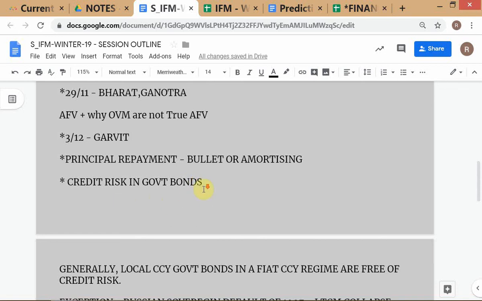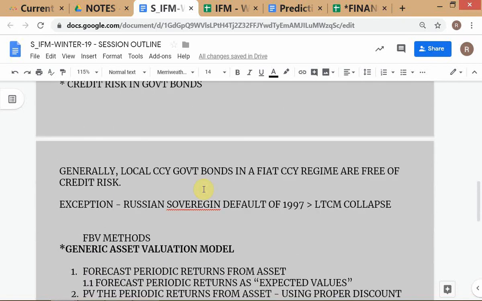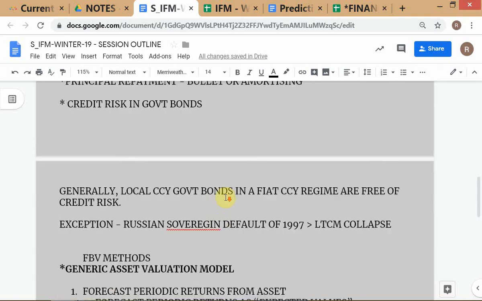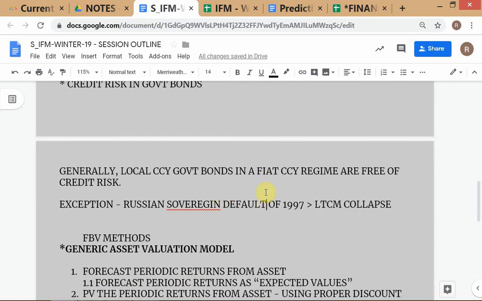Okay. So we are just discussing that we have spent a lot of time on this topic, but these are all important concepts which you need to understand. Fiat currency regime. Are you able to follow why I am saying this?